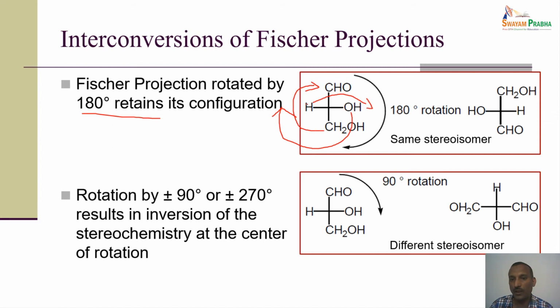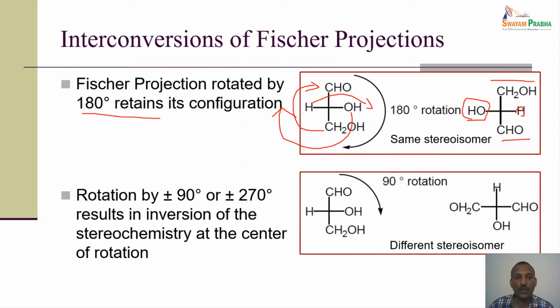That is why the hydrogen is shifted to the right and the OH is coming to the left, and the most oxidized group, that is the aldehyde group, is at the bottom. The CH2OH is written at the top. So if we write this way, we are writing the same molecule. We are not doing any change. That means the configuration of the molecule is not at all changed. So we are getting one and the same stereoisomer in this particular case.